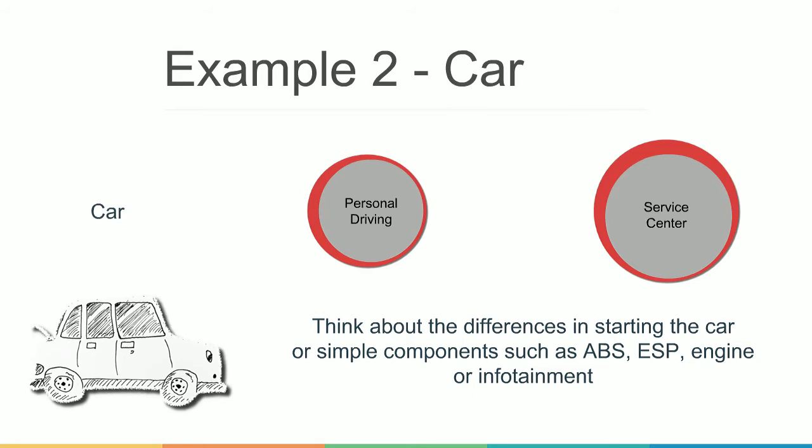And I have two contexts, personal driving and service center. Now, one implementation option that I could do is model in the personal driving car get engine dot start. Would that be a valid model for the car in this context? I highly doubt that it would be a valid model.